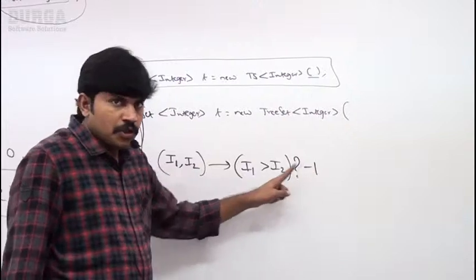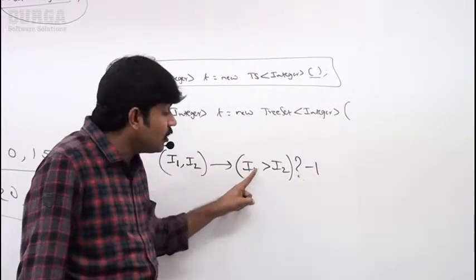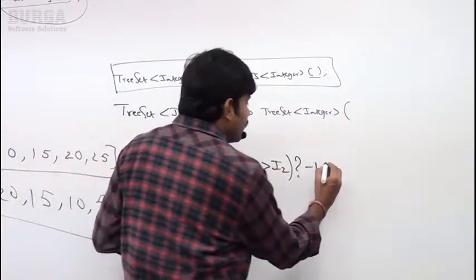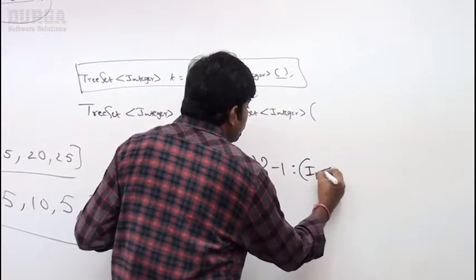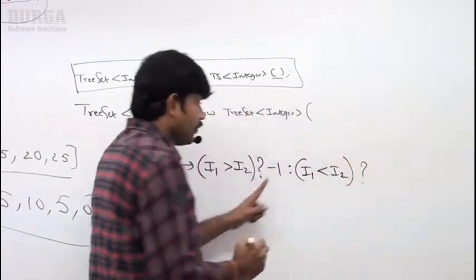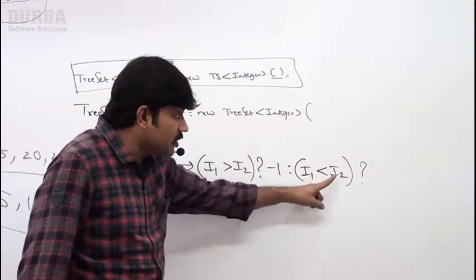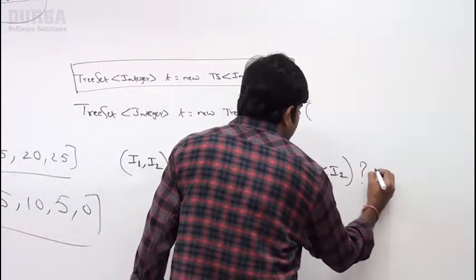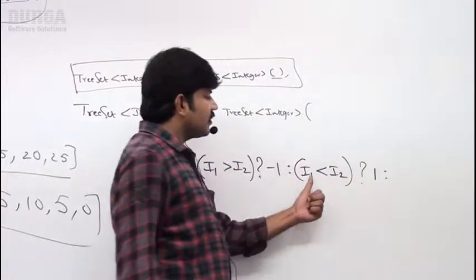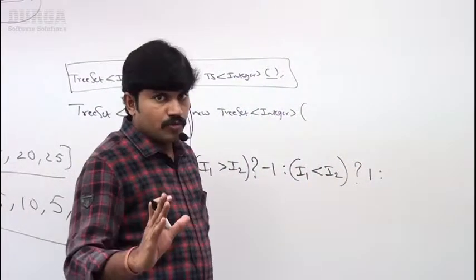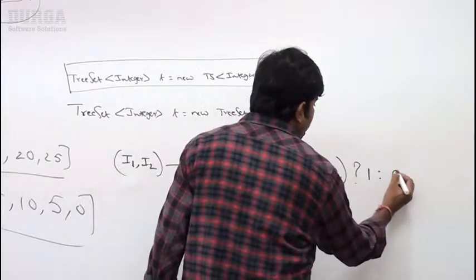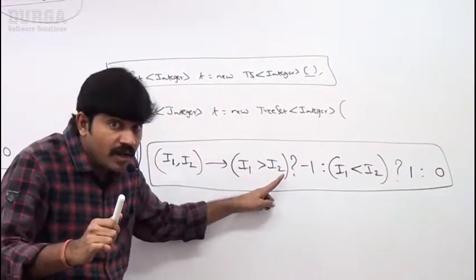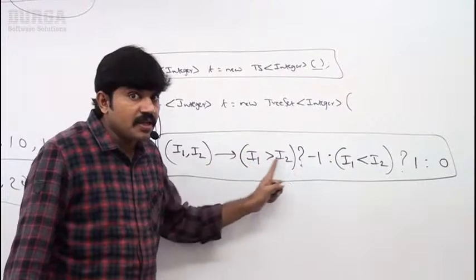If this condition is not satisfied, it means I1 is not bigger than I2. Then again, I1 is less than I2. I'm checking: if the first object is smaller than the second object, the smaller value should come after. That's why plus 1. Else, if this condition is also not satisfied, it means I1 and I2 are both equal. Duplicate, so return 0. Are you getting it? This is the lambda expression for the comparator compare method implementation, right?